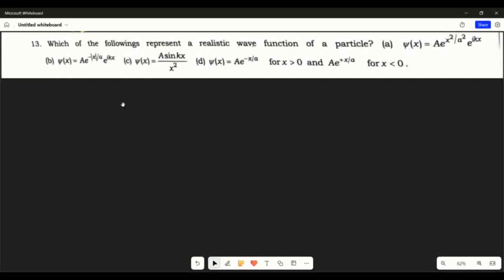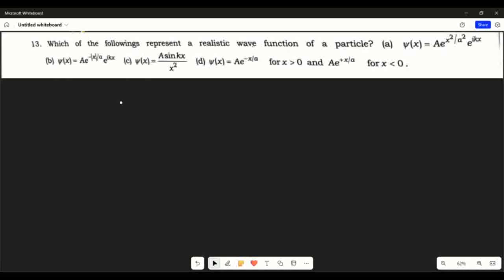So we are solving quantum physics by HC Verma and we are in chapter 3. Let's move to question number 13. Which of the following represent a realistic wave function of a particle? We are given four functions and we have to check whether these functions are realistic wave functions or not.